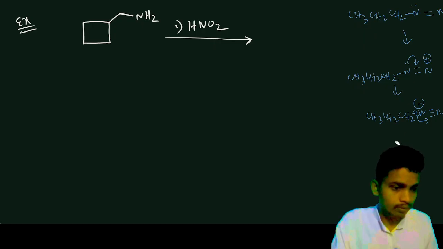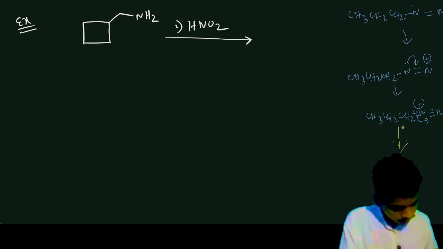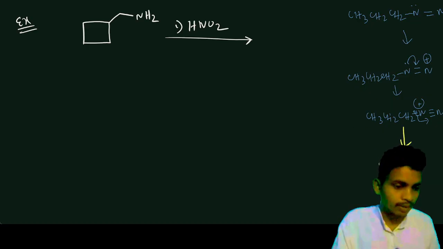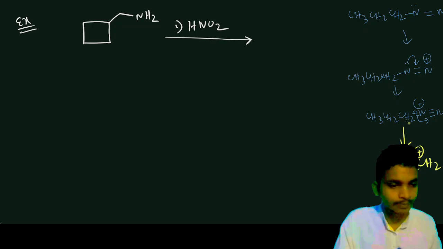So this nitrogen gas is released. So that is going to be CH3, CH2, and CH2 positive charge, because this nitrogen gas has been released by taking this lone pair electron, and we will get this.